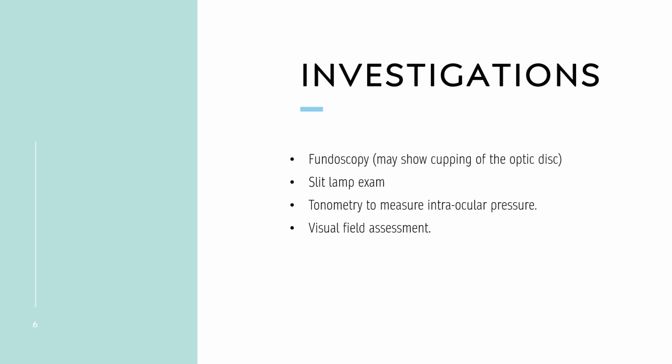Tonometry. This is a machine that can measure the amount of pressure in your eye. So this is actually considered to be the gold standard investigation for measuring that intraocular pressure. Because if that pressure in the eye is increasing, again, you're thinking this is probably very likely glaucoma. You can also do other things like assessing the patient's visual fields to see if there is a loss of vision and where exactly that loss of vision is.